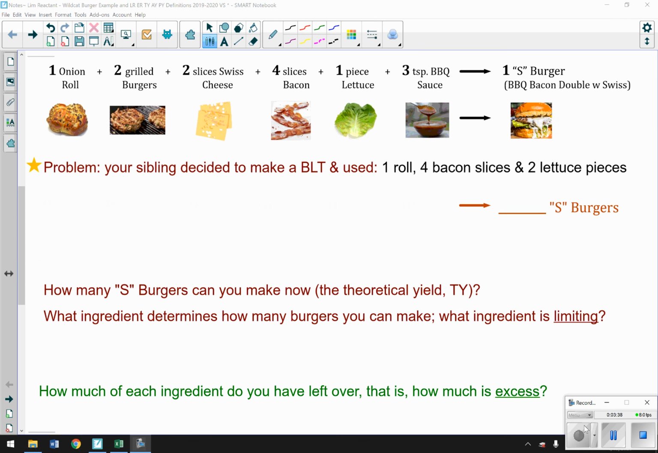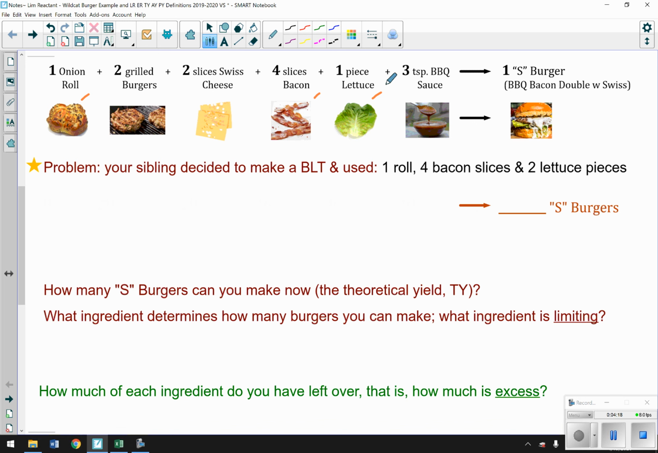Okay, so you're all set, but a problem arises. Your pesky sibling decided the night before you were going to have your friends over that he was getting a little peckish and wanted a snack. He looked in the fridge and saw some bacon and lettuce, grabbed a tomato, and said, I'm going to make myself a BLT. So he snags 1 of your rolls, takes 4 pieces of bacon that you had reserved for your S-burgers and fries those up. Then he threw on a couple of pieces of lettuce and some tomato, which has nothing to do with the recipe, but he made his BLT.